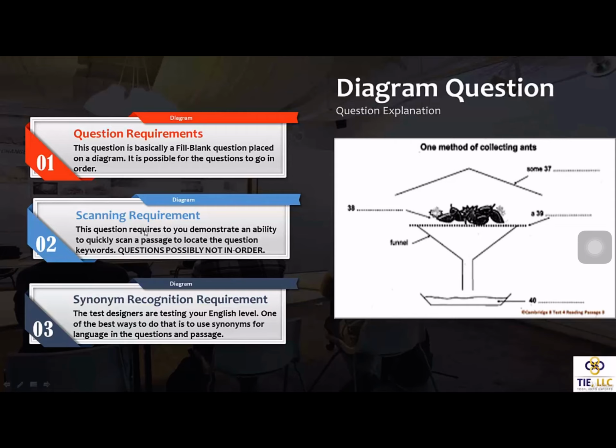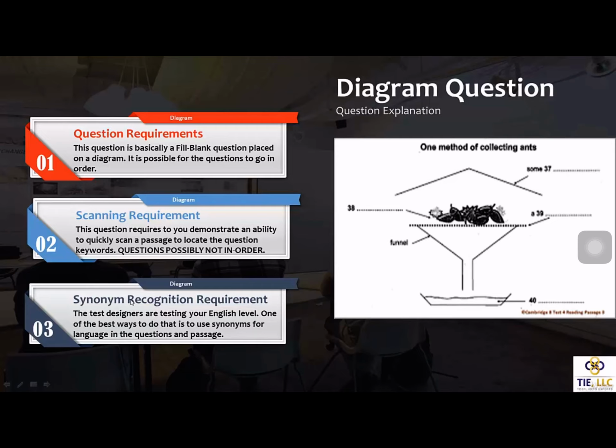Now, there is a scanning requirement, and normally for a diagram question, the scanning requirement involves your being able to find the paragraph where they are describing the diagram. There's always going to be one paragraph, possibly two, where they are describing what the diagram looks like. Okay? And then, of course, you may have to work on synonym language. It depends if there are words before and after the blank line, right?